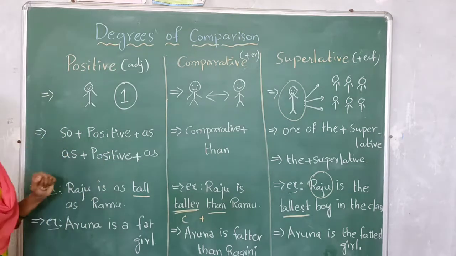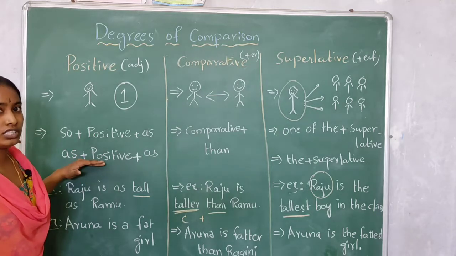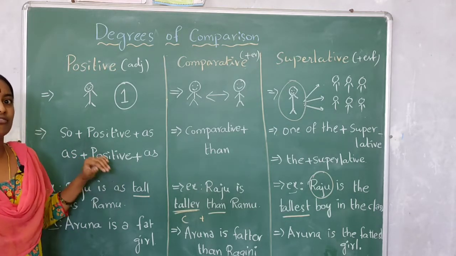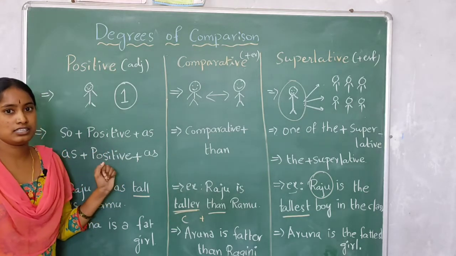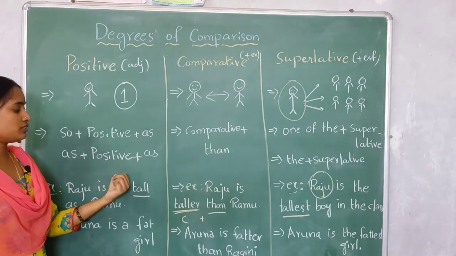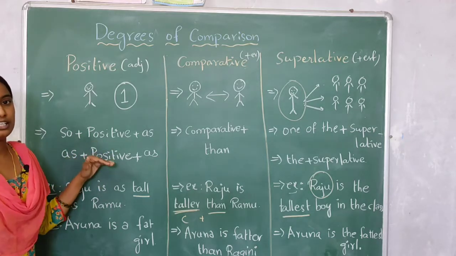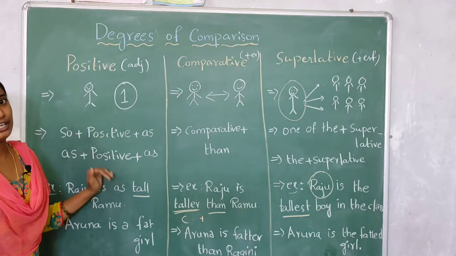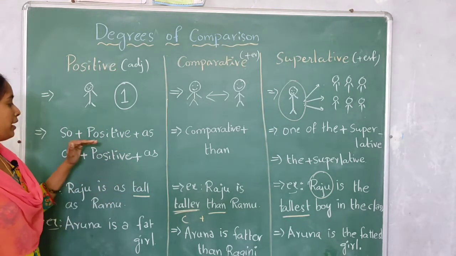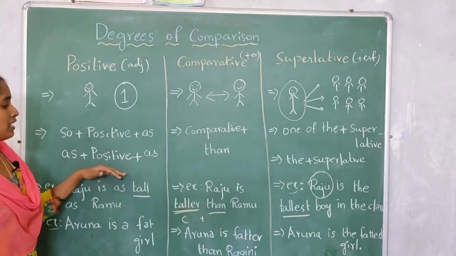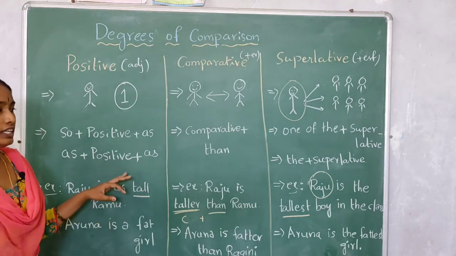So next, the features of positive degree. In what way should we use this positive degree in a sentence? What is the structure of this positive degree? Let's see. As plus positive degree plus as. Let's say for example this positive degree is a basic form, right? Let us take one adjective, tall. So as tall as. Big, so as big as. So like this we should use. This is the structure of positive degree.